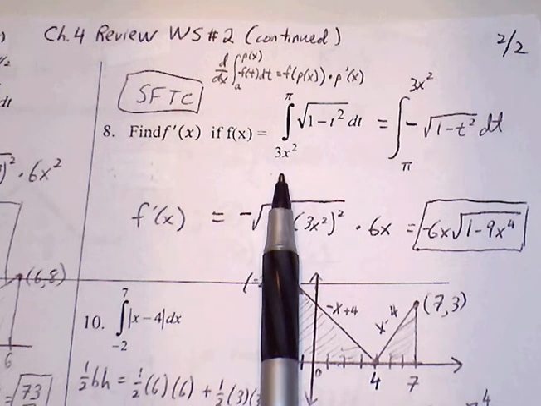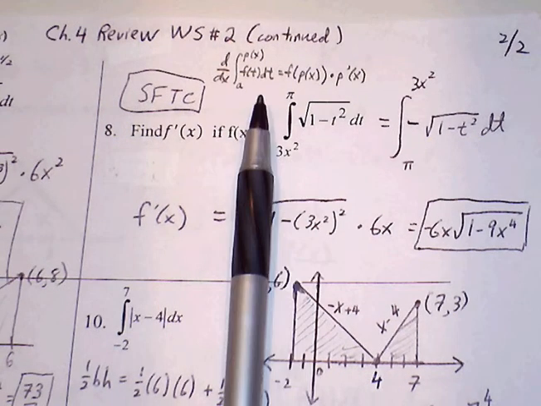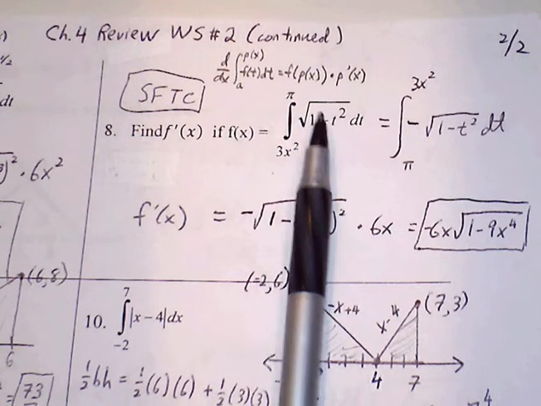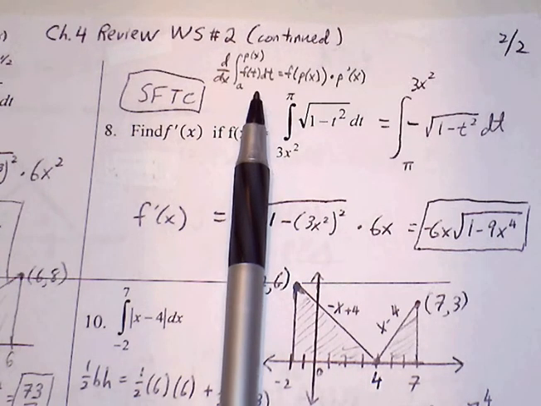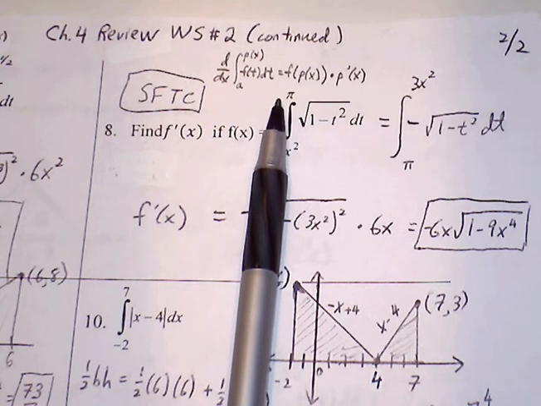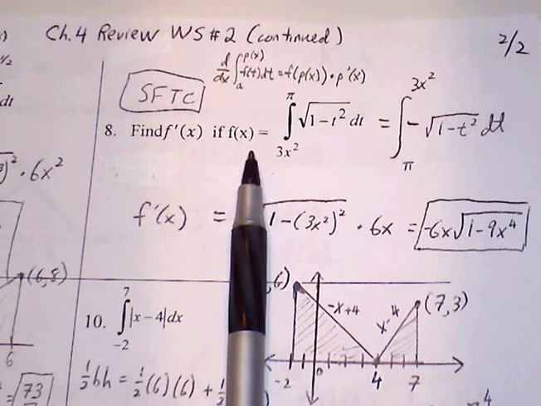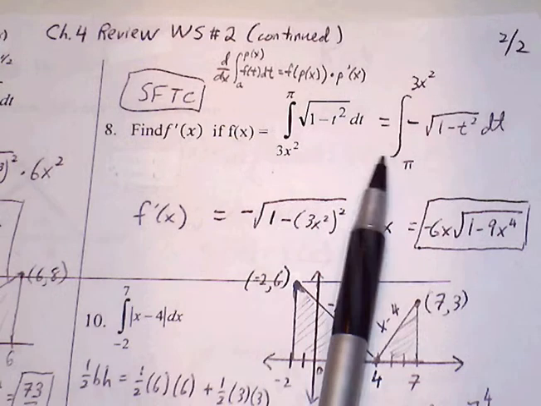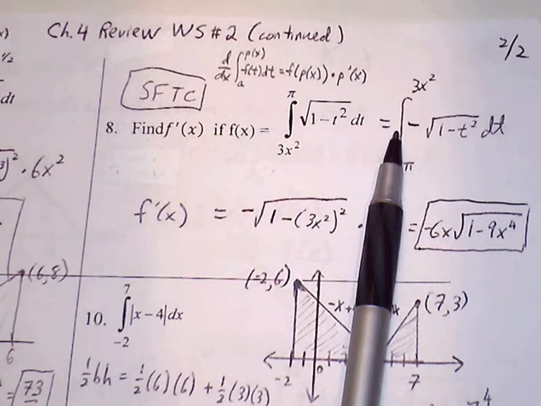However, if we look at the problem here, it's not set up in the way so that we can apply the theorem directly. We're going to have to make some adjustments. We need the upper bound to be the one with the variable, so we have to swap. So when we swap the lower bound with the upper bound, we're going to have to pull a negative out.